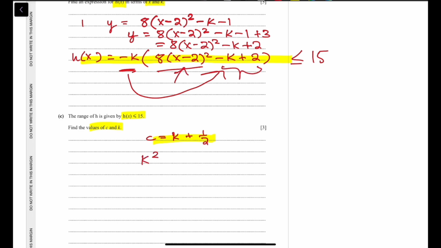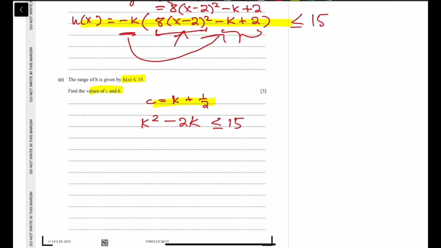So k squared minus 2k is less than or equal to 15. We're going to ignore this part because it doesn't really matter. We're not talking about x. We're only talking about k and c. So I can turn this into a quadratic by moving this to the other side: k squared minus 2k minus 15 less than or equal to 0.